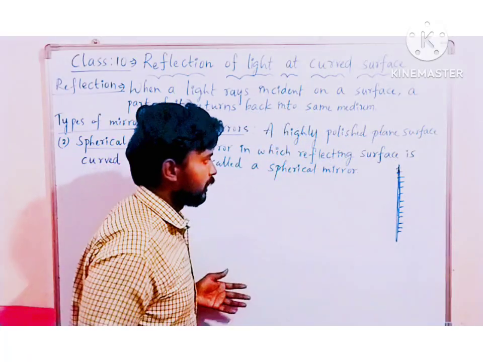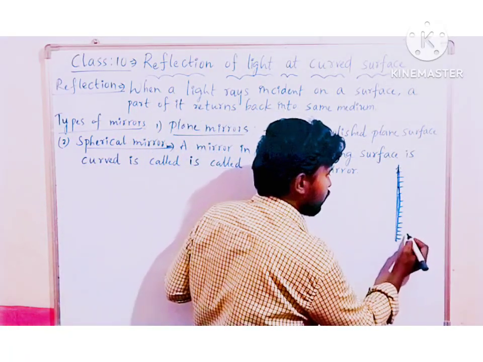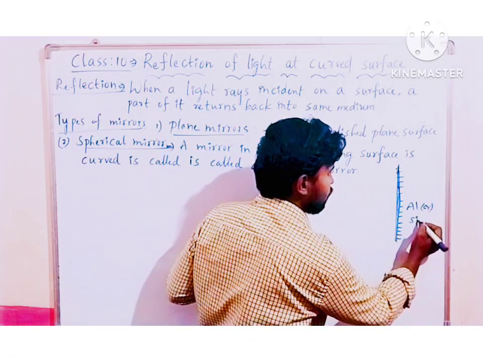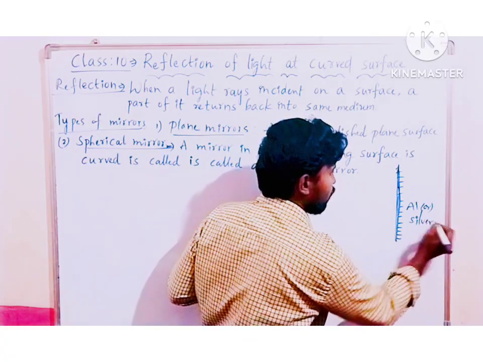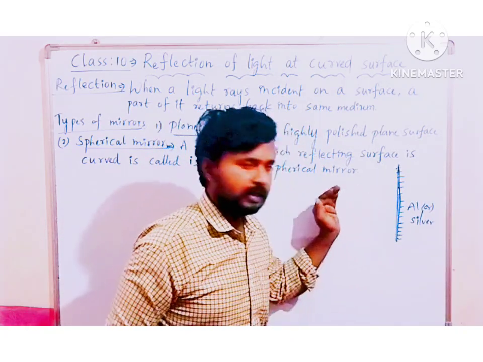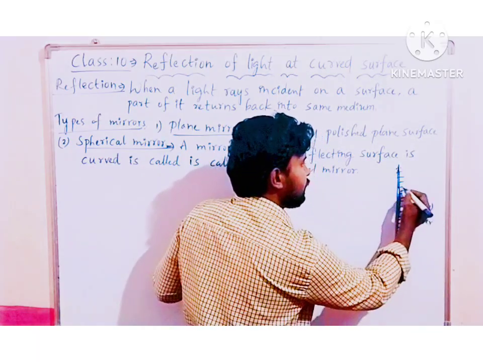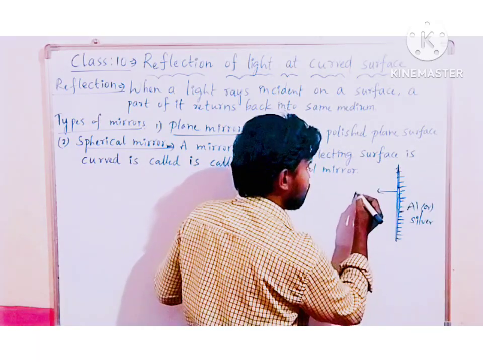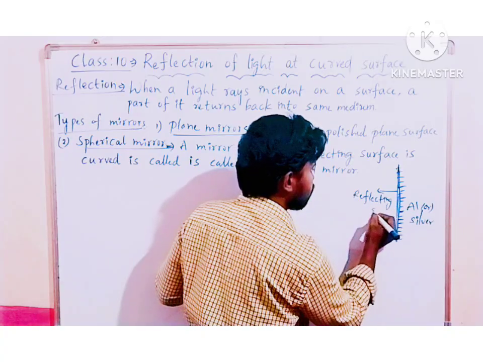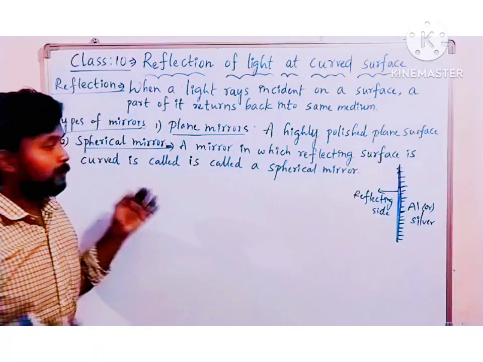How can we make a mirror? It is a glass. When we coat a glass with aluminum or silver and paint one side, the other side will act as a reflecting surface. This is the painting side. This is the reflecting side. The next type of mirror is a spherical mirror.